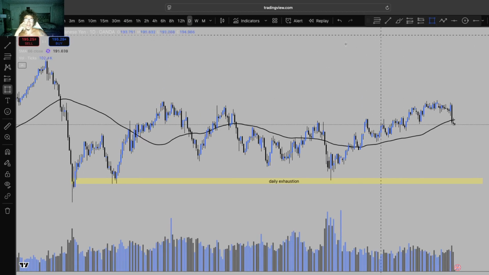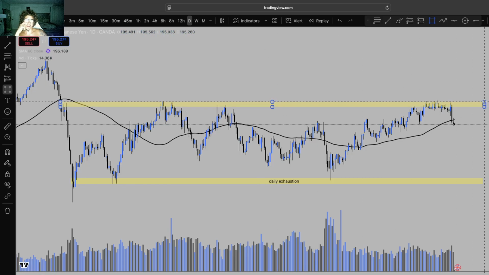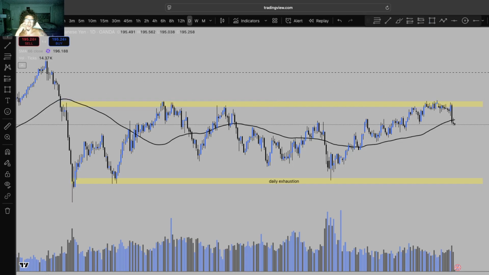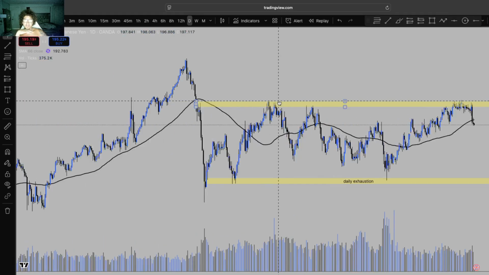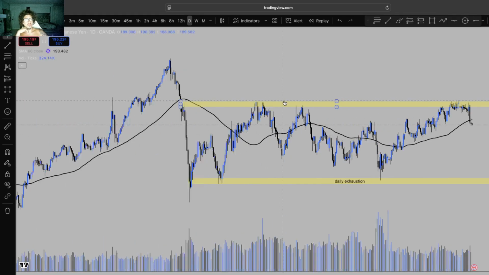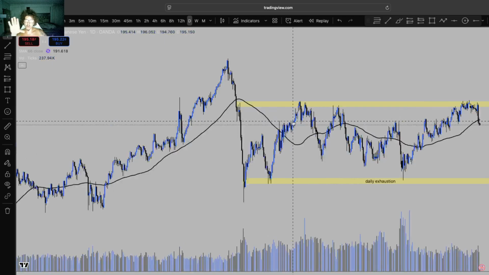Cool. My other exhaustion level would be right here. Body of this candle, top of this wick, drag it, and look how perfect. Right at the top of this wick. Perfect. Okay? Look at this. So for my daily, I'm not doing too much. That's it. Those are my levels.